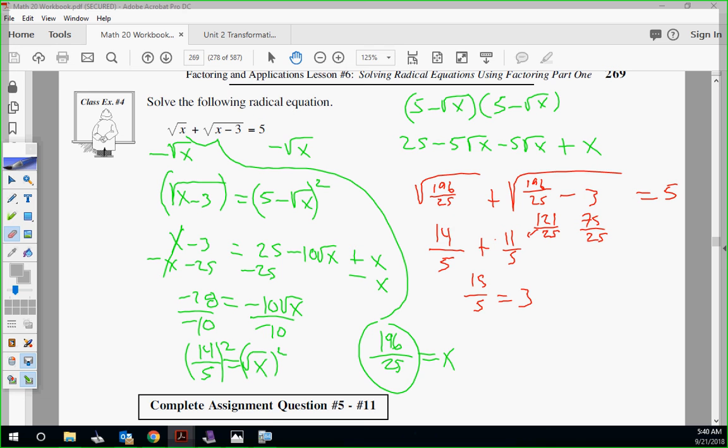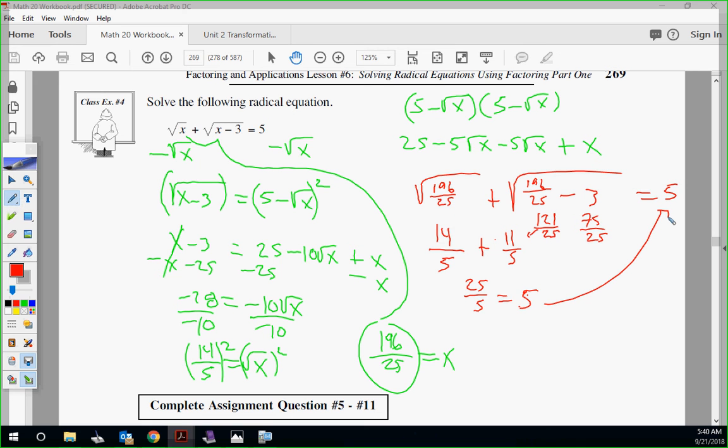Oh, sorry. 14 plus 11 is 25. Let's say 3 is not the answer, which is 5. Everything else is good. Okay, so we just confirmed it. Sorry, 14 plus 11 is 25, not 15.